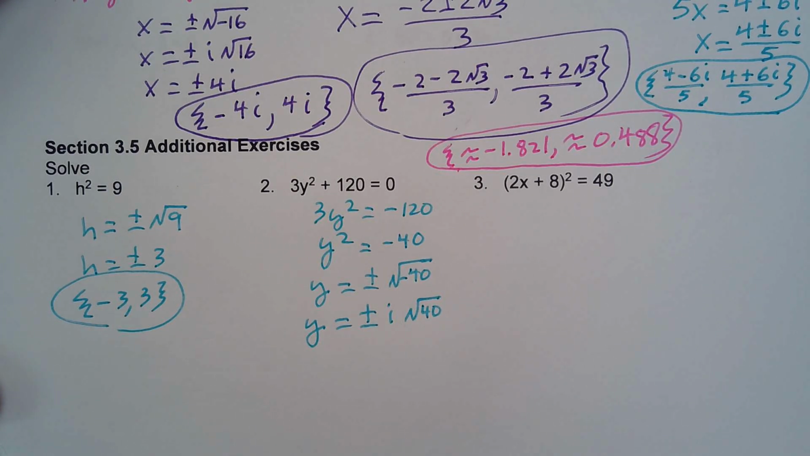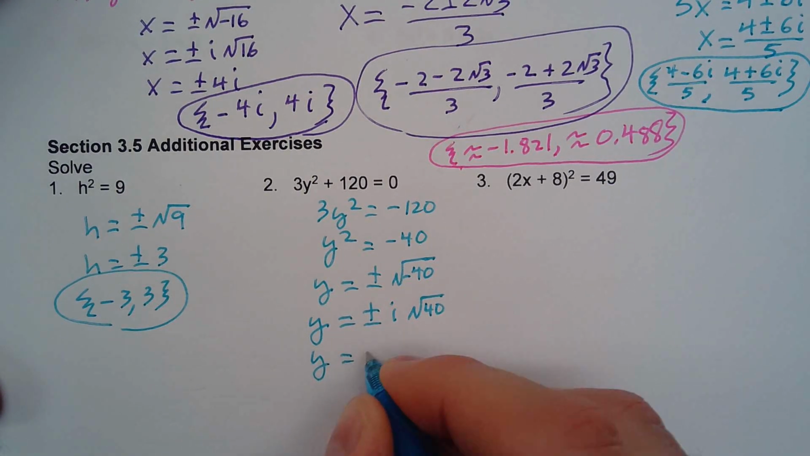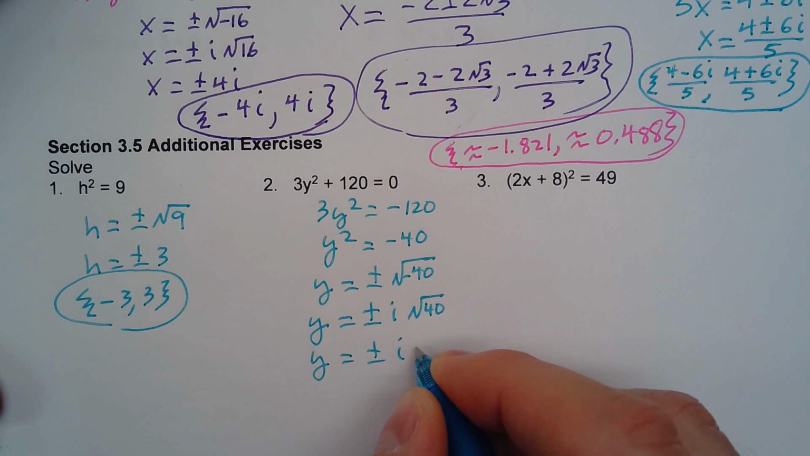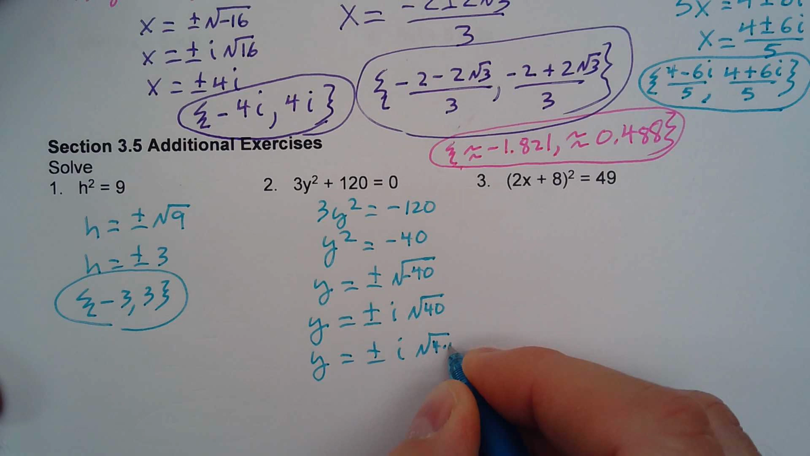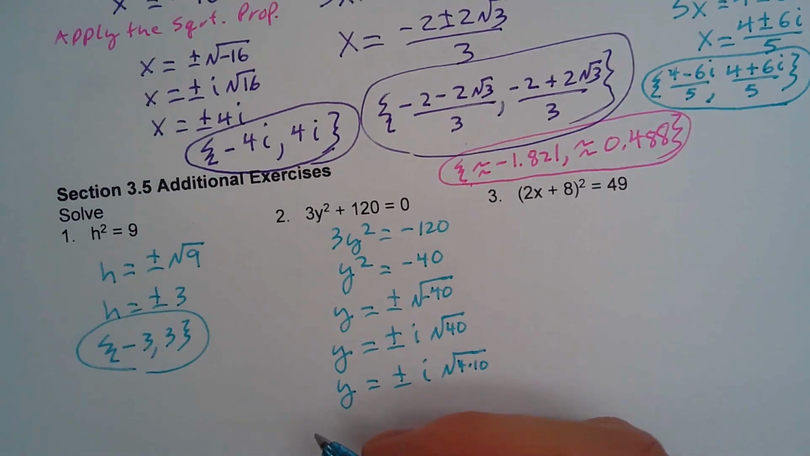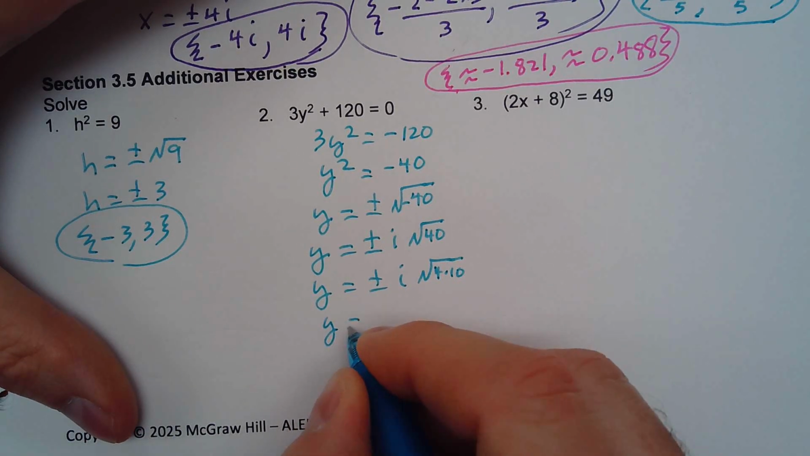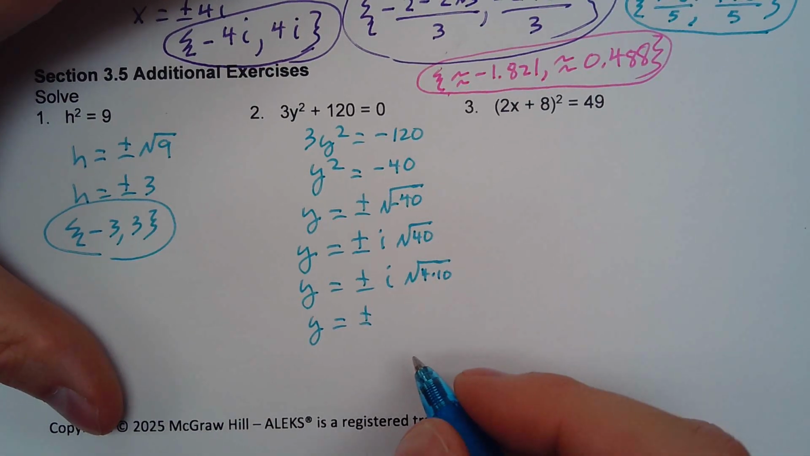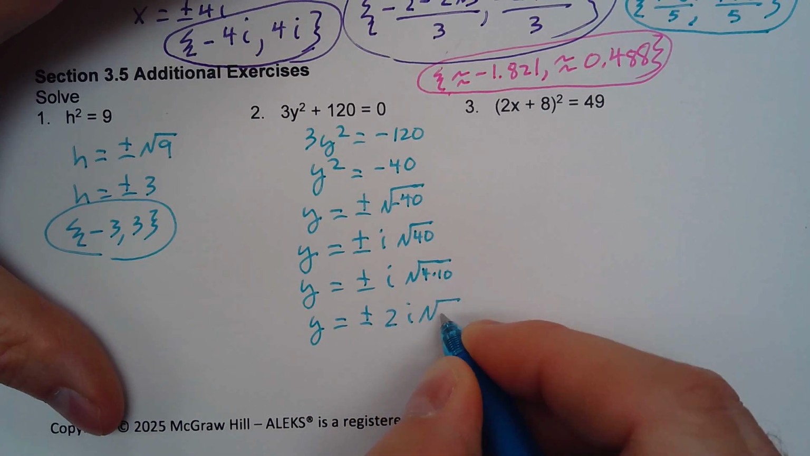If you look at 40, 40 is 4 times 10. We can take the square root of 4, that gives us 2. So our answers are plus or minus 2i square root of 10.